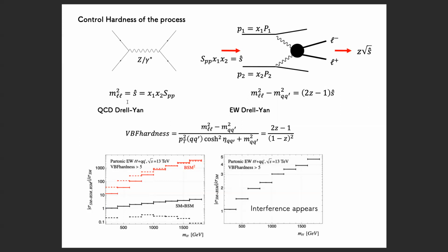And so in our paper, we come up with a new variable. It's called the PDF hardness. And we found that this combination is given by this function. And this function is monotonically increasing as z increases.